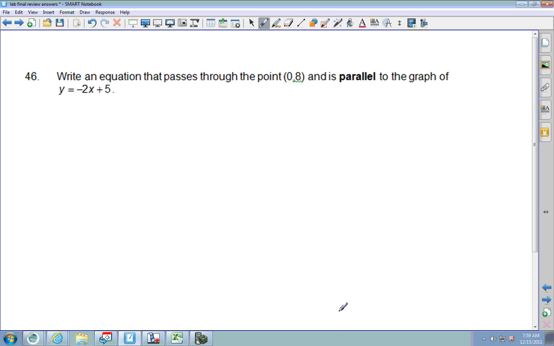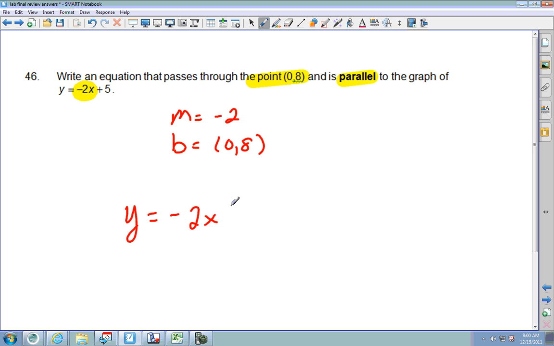The next one says write an equation that passes through the point 0, 8. Okay, that's important information right there. And is parallel to y equals -2x. So there's my other important part. I know that my slope is -2 and my y-intercept is 0, 8. I have y equals -2x plus 8. So there's my equation.